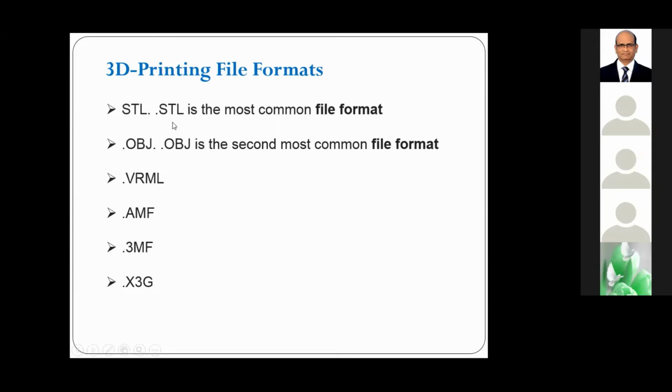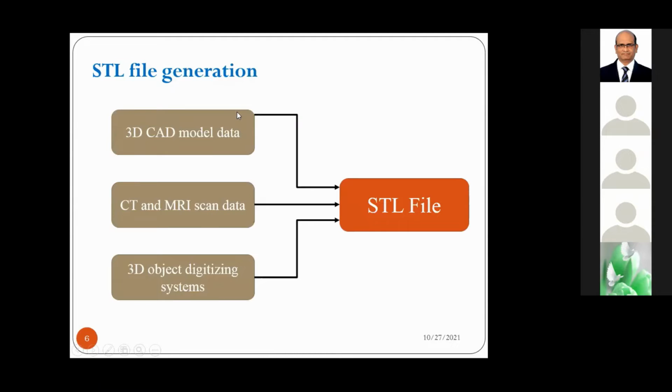Now here, how are we going to develop an STL file? We can develop the STL file using 3D CAD model data, or we can use CT or MRI scan data, and we can use a 3D object digitizing system. How do we develop an STL file using the 3D CAD model? Already you know, many members nowadays are using CAD software. Based on the CAD software, we develop an STL file.